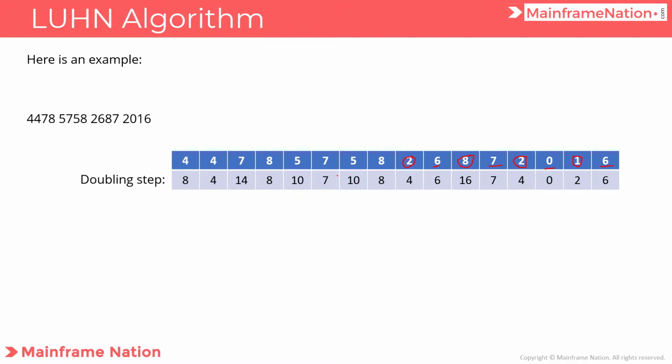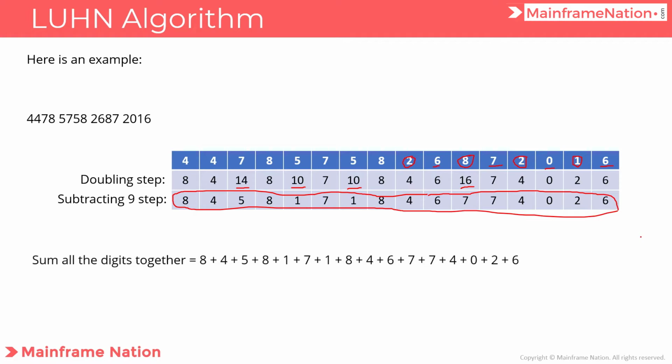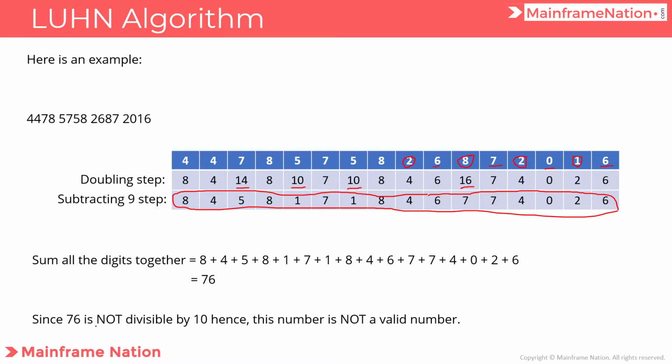Double of 2 became 4, 8 became 16, 2 became 4, 1 became 2, and so on. If after the doubling it is greater than 10 or equal to 10, we have to reduce 9 from it. So we have 14, 10 and 16. Let us subtract 9 from it. Remove 9 from 14, it will become 5, 10 will become 1, 16 will become 7. So these are the final digits that we get. Now we can sum all of these digits together and we will get 76. It is not fully divisible by 10. Hence, this is not a valid credit card number.